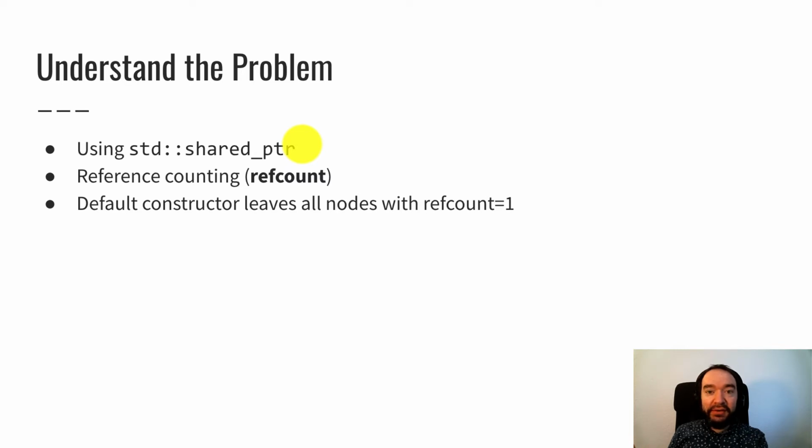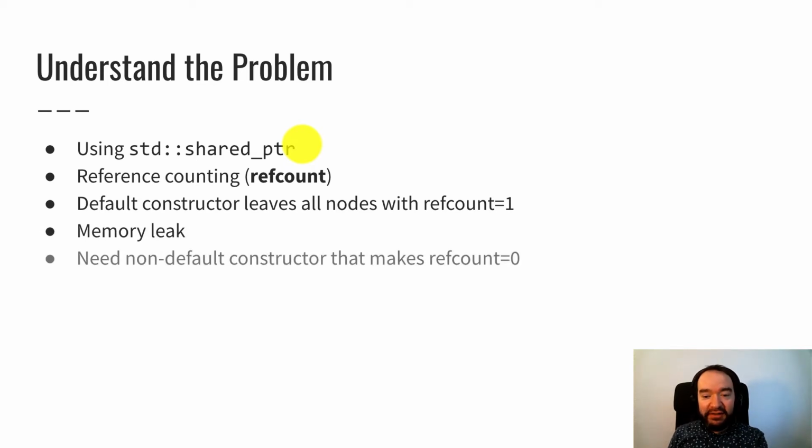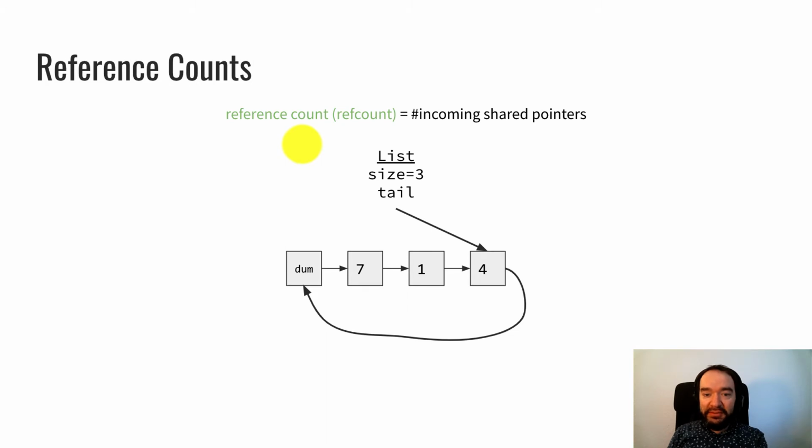Well, because of how all this works with our circular links, the default destructor actually leaves all the nodes with a ref count of 1, and that means they don't get freed automatically, and we have a memory leak. So we need to solve this, and what we need to do is create a non-default destructor that goes in and makes sure that all of the ref counts to the nodes become 0 so that they become freed.